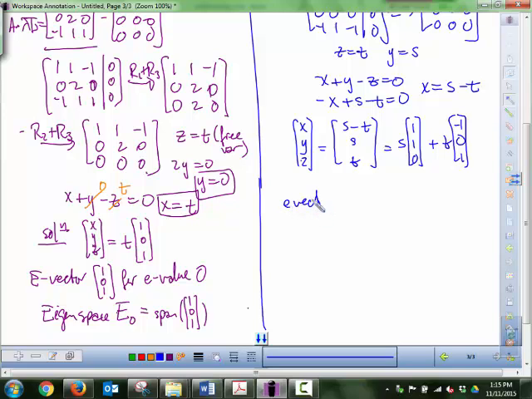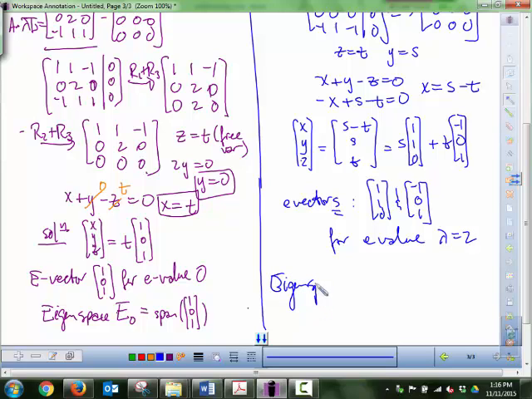So the eigenvectors are 1, 1, 0, and -1, 0, 1, for the eigenvalue lambda equal to 2. And so your eigenspace, we would call this E sub 2, for the eigenvalue 2, is going to be equal to the span of these two vectors, 1, 1, 0, and -1, 0, 1.